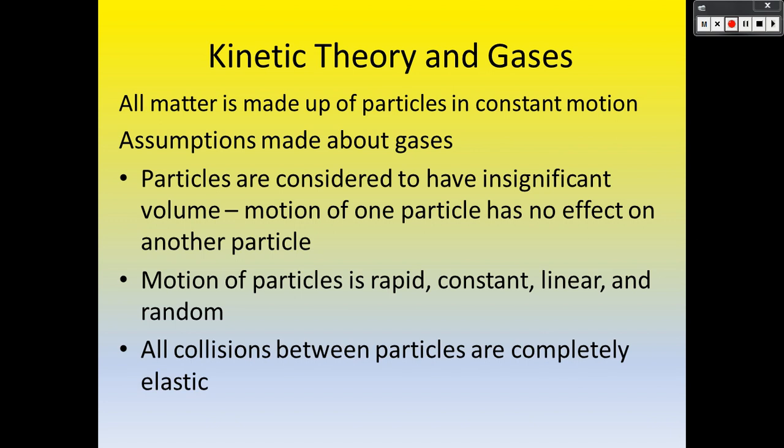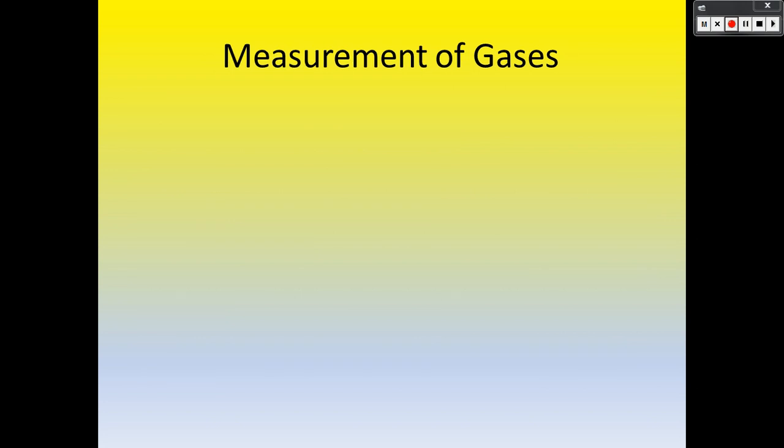And then finally, the third assumption we make is all collisions between particles are completely elastic. So there's no energy lost. Again, consider pool balls. Energy may be transferred between particles, but there's no actual energy lost in these collisions between gas particles. So that's kinetic molecular theory, and those are the assumptions we make about gases. Now let's look at an overview of what measurements we're going to make regarding gases.